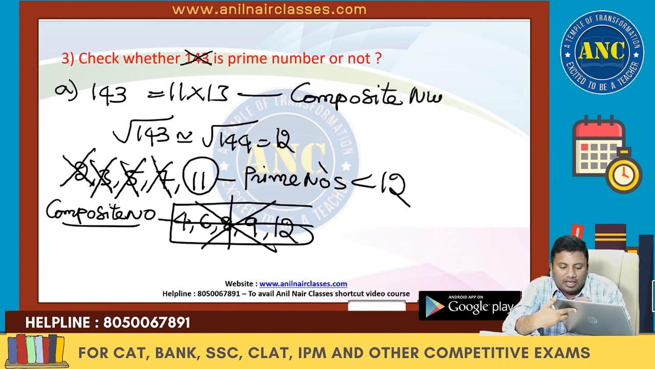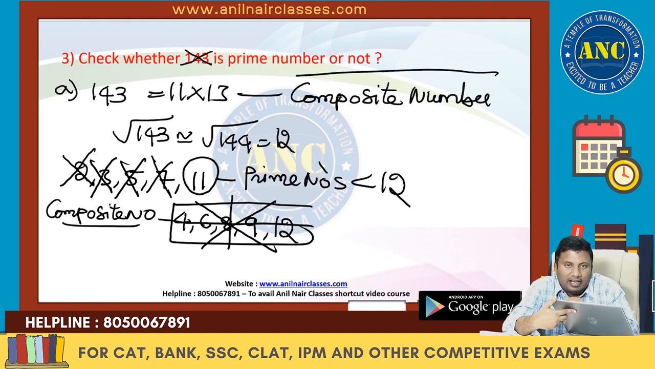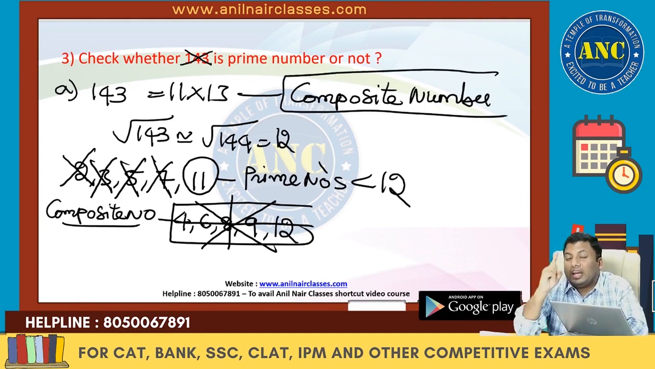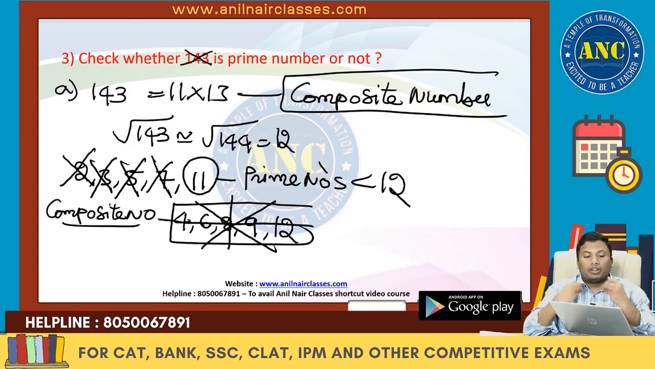Again, listen carefully. To tell that a number is a prime number, you have to go through 237 plus rules. If all the rules fail, then the number is said to be a prime number. Rule 1 fail, rule 2 fail, rule 3 fail. All fail, then the number is a prime number. If one rule is working, then the number is a composite number. Rule number 3 to check whether a number is a prime number or not. Answer is a composite number.